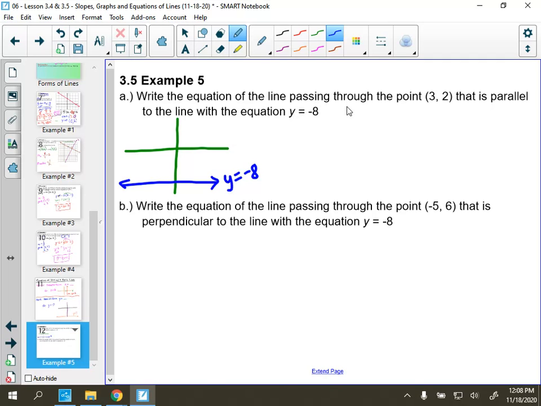So now our line that we're being asked to write the equation of has to go through this point, 3, 2 right here. I think it's helpful to put the coordinates of that point right there, 3, 2, and say, all right, if we're parallel, we all know what that looks like. It's got to be another horizontal line. If this is y equals -8, this has got to be y equals something. What is my equation? Y equals what?